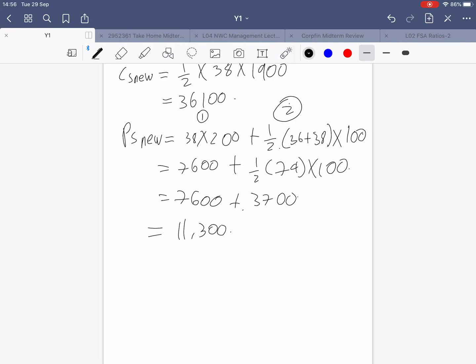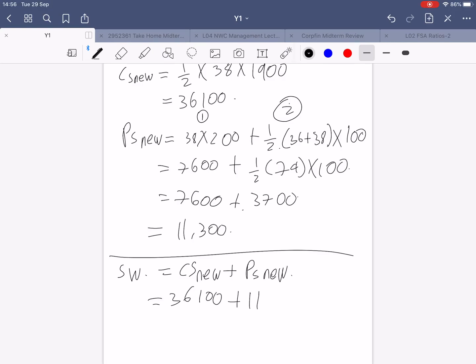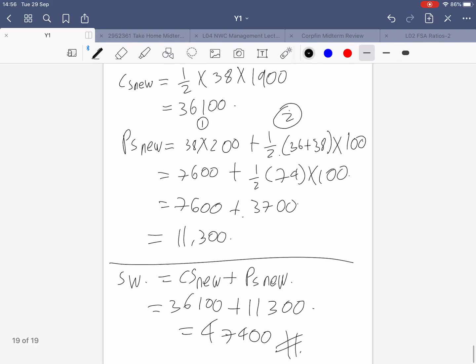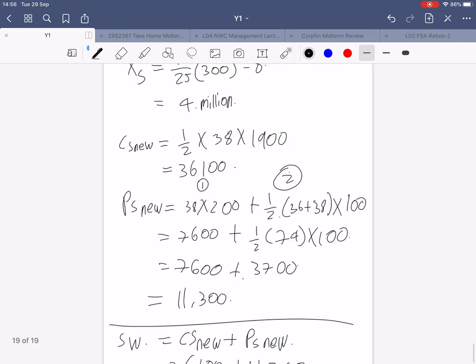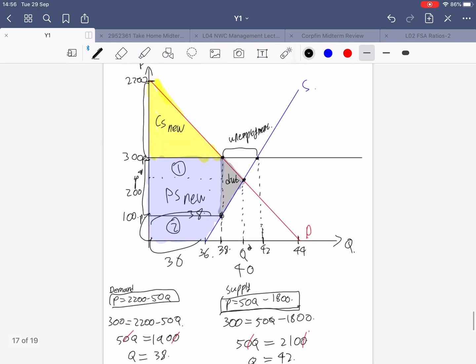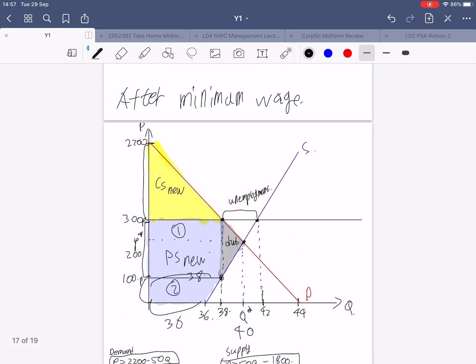And then now we can find the SW here, which is CS new plus PS new, and it is going to be this amount. So as you can see, SW has decreased after imposing the minimum wage.